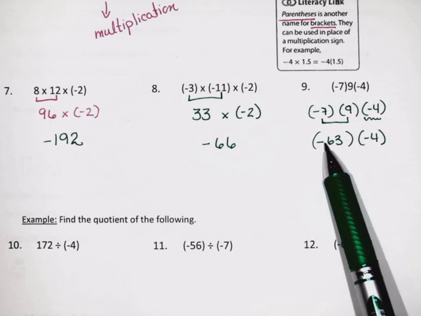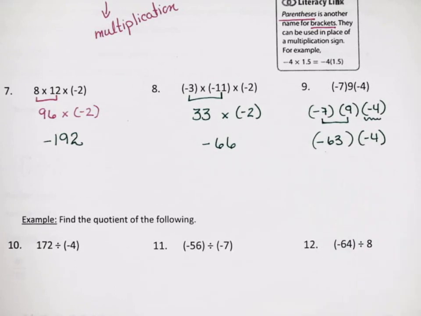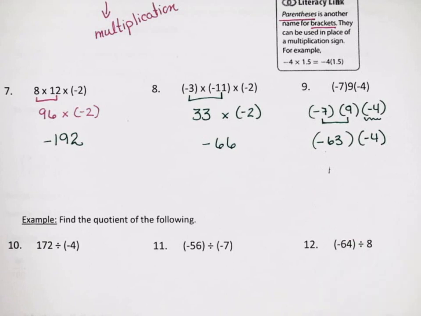Okay, so negative and negative. 2 negatives, so it's an even number. So we're going to end up with a positive answer. Do I need to write a plus sign here to indicate positive? No, I don't. If that makes sense to you, then write it down. It's completely correct.